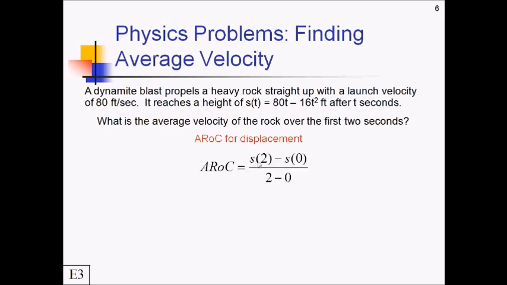s of 2, that's going to be 160 minus 64 if we plug 2 in there. And s of 0 is just 0. So all this over 2, 96 divided by 2, that's going to give us 48. And our units is going to be feet per second.